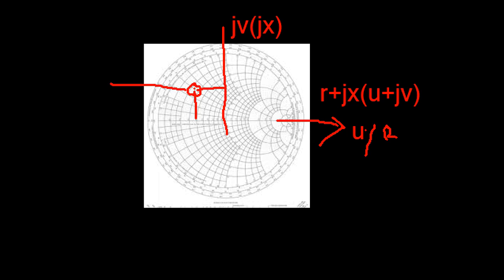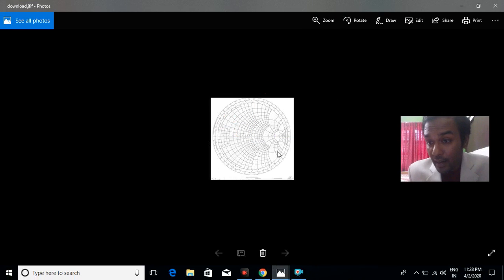This intersection point will give the impedance of the following device or circuit, whether it is a parallel RLC circuit or a series RLC, an open circuit, a short circuit, a pure inductance circuit, or a pure capacitance circuit. All these can be told using this Smith chart.